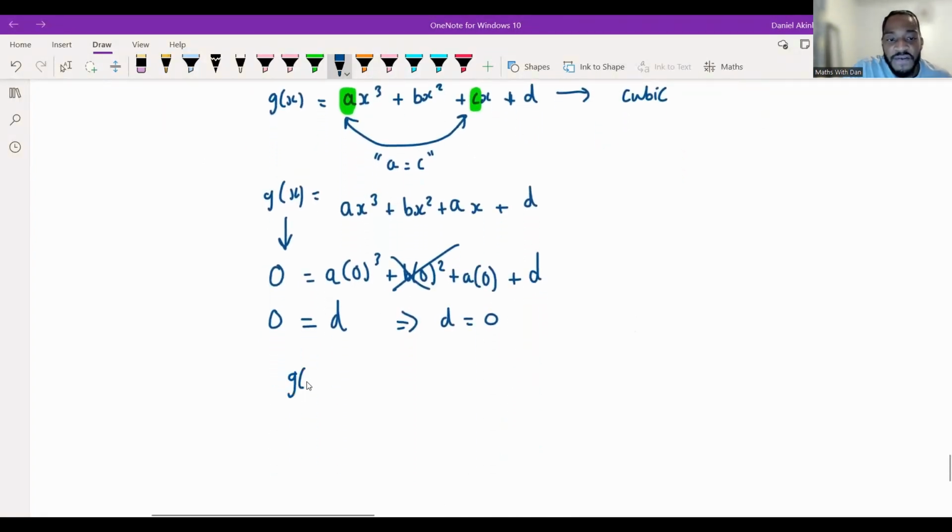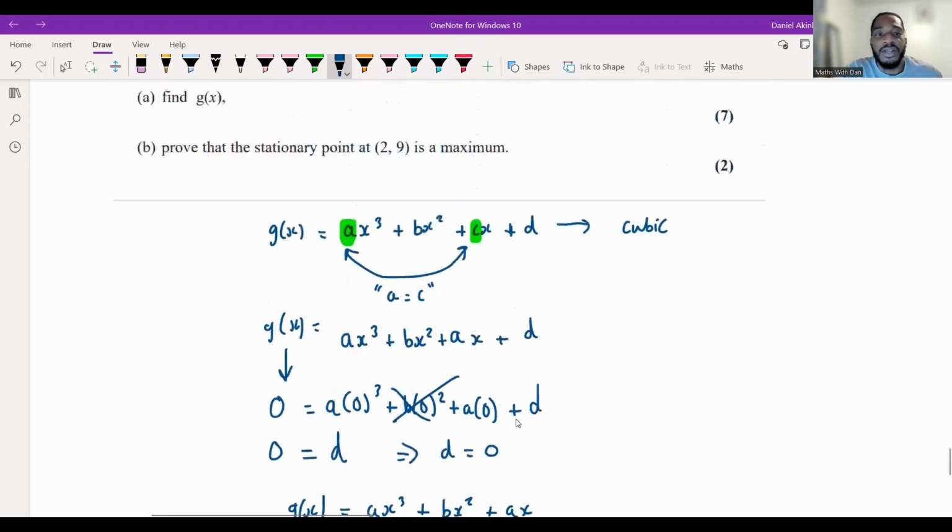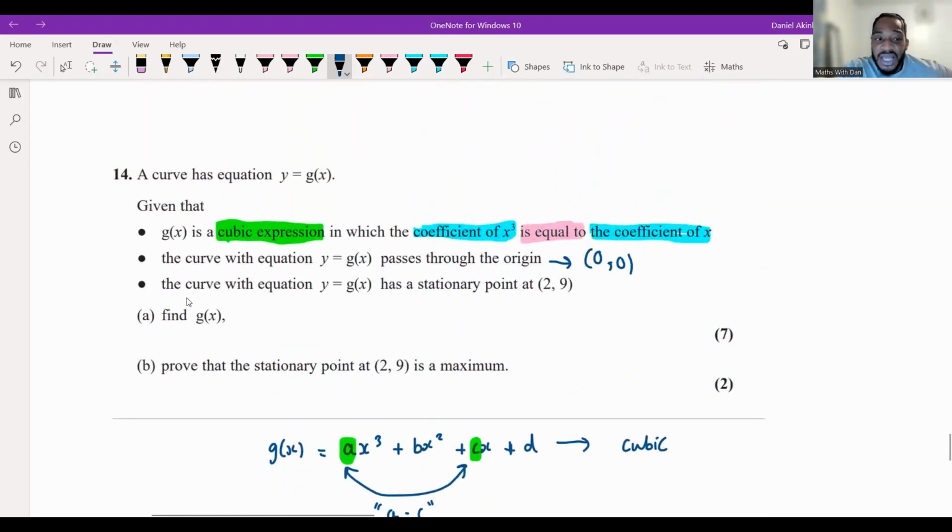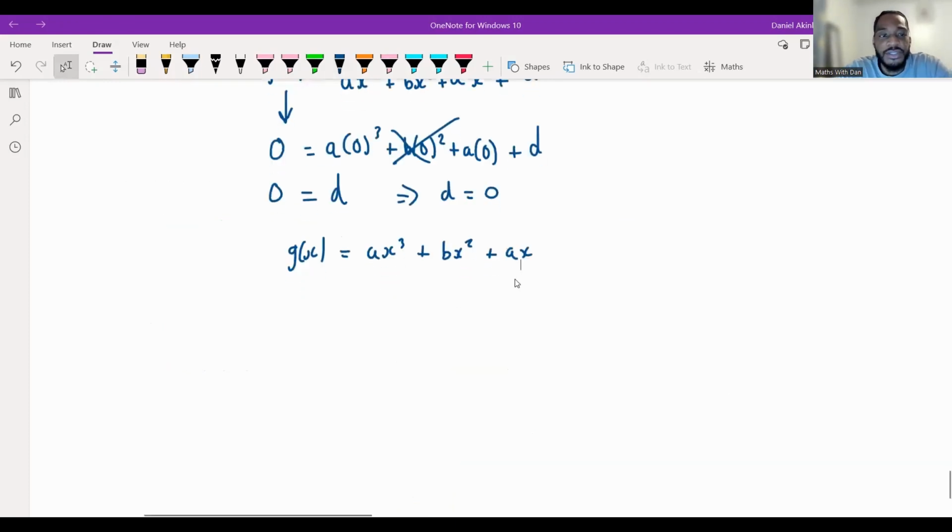So now remember, you're going to update your equation because you've got a bit more info about it. g of x then is now ax cubed plus bx squared plus ax. This is what we have so far. Now, what else does it say? It says that the curve with equation y equals g of x has a stationary point at (2, 9). So I'm going to copy this bullet point here. So I've got this here.